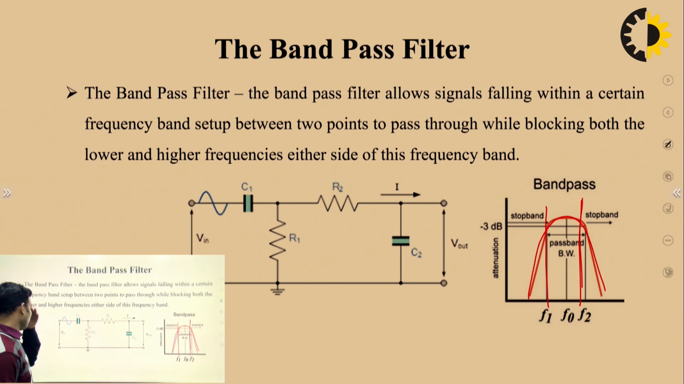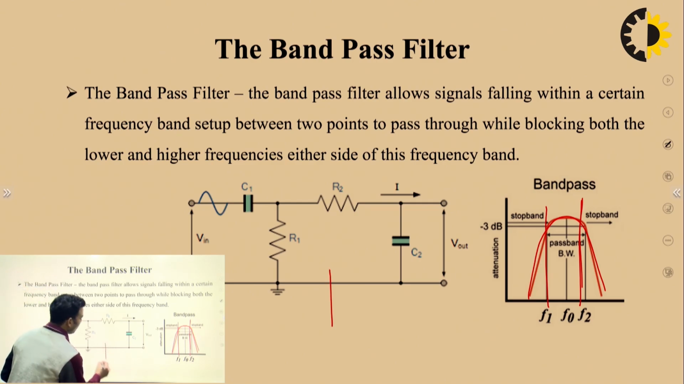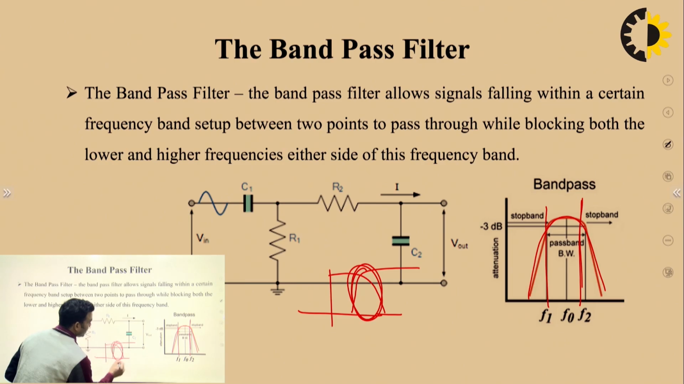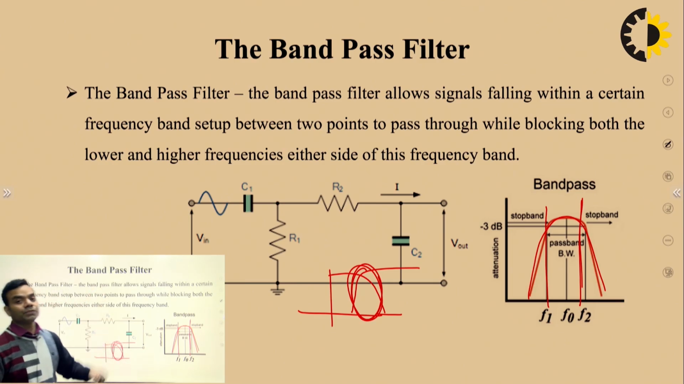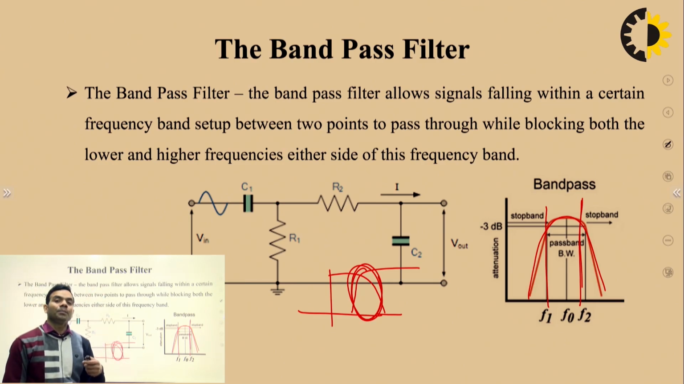Similarly, here if you are going to connect low pass and high pass filters in series, if you are cascading these two filters, then in this case the cutoff frequency of the low pass filter should be higher than the cutoff frequency of the high pass filter. Only then it can become a band pass filter, otherwise it will become an all pass filter.